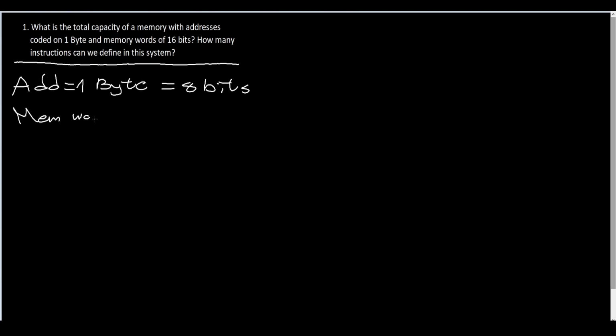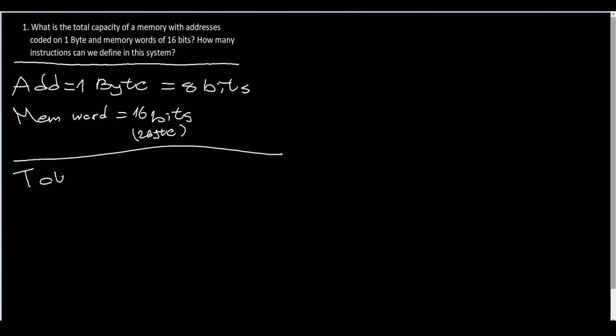Our memory word is made up of 16 bits, which, how many bytes is it equal to? 2 bytes. Although that's not really necessary. But we're going to write it down anyway. So we have an address of 1 byte, or 8 bits, and a memory word of 16 bits, or 2 bytes. Now what do we need to do in this question? We need to define the total capacity, and we need to see how many instructions can we define in this system. So let's write that down. We want the total capacity, and we want the amount of instructions we can represent.